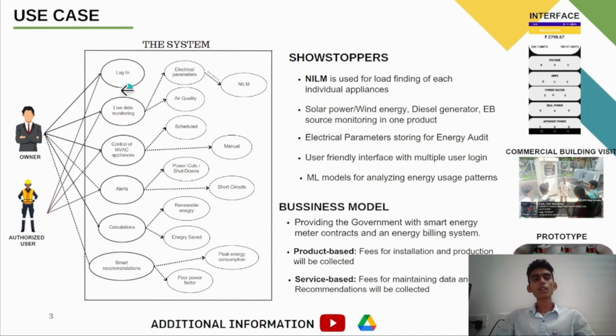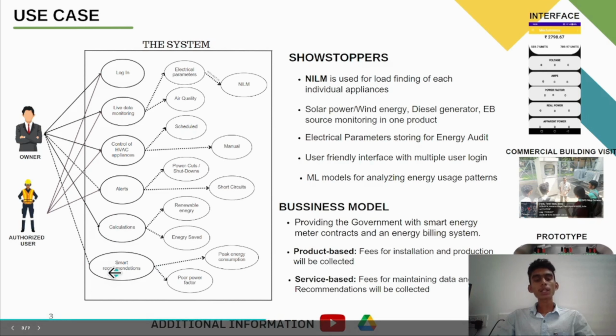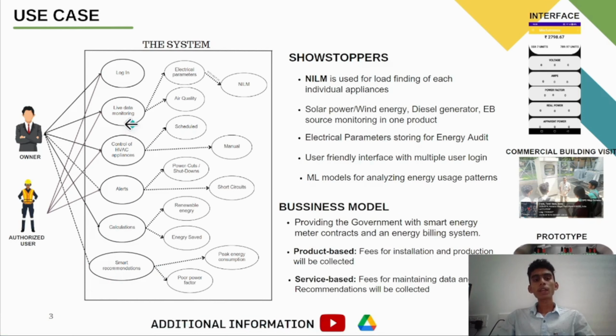So we are going to be having a login, live data monitoring, control of HVAC appliances, alerts on any sorts of malfunctions in the electrical grid, smart calculations for energy saving, and smart recommendations from ML models. In live data monitoring, we are going to be doing all electrical parameters like voltage and current, as I already told, using the NILM model. We are also going to monitor the air quality in industries, and control of HVAC appliances, as I already told. We can do it in a scheduled time period or manually based upon the instance condition.